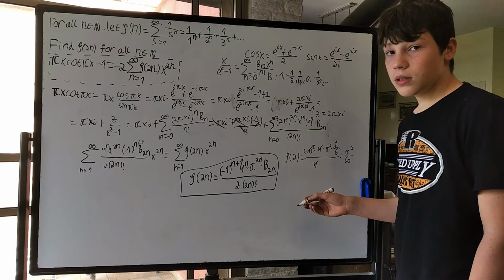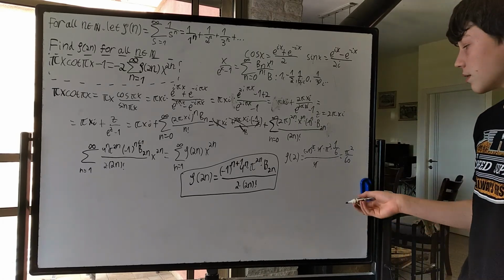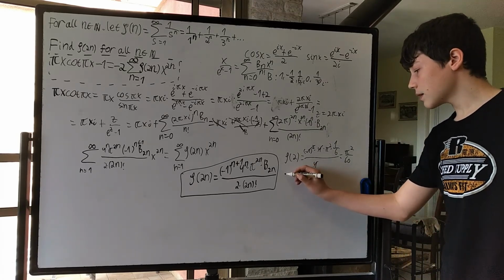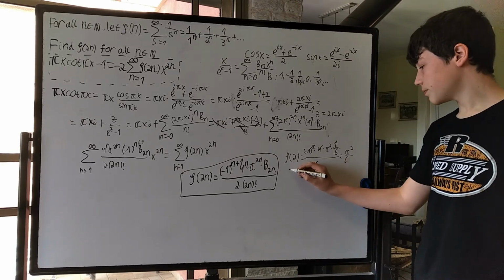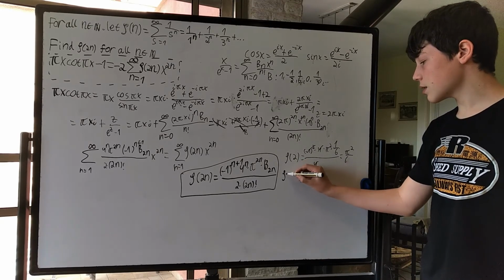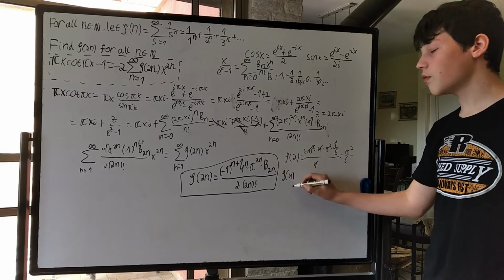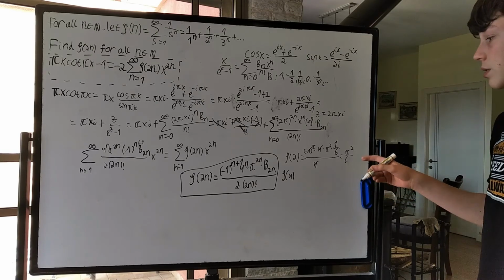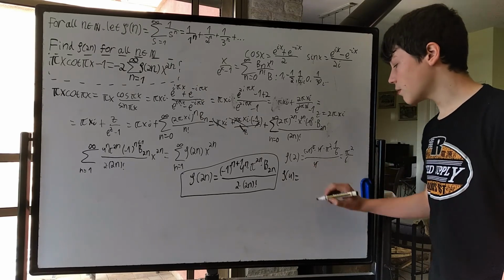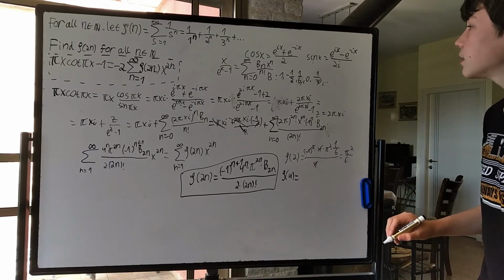And just to check again that this isn't a fluke, let's try zeta of 4. The inverses of powers of 4. This should be pi to the 4 over 90.